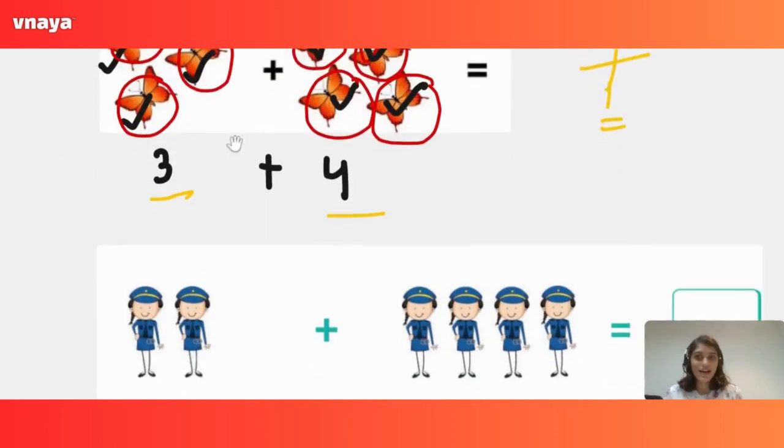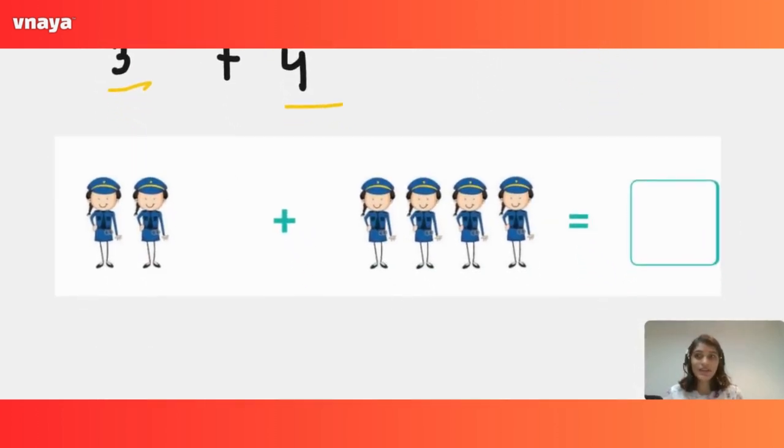Okay, let's have one more example. These are the girls. So let's count the number of girls here. Let's say there are two friends, right? And they are adding four more friends to it. So how many friends do we have in total?